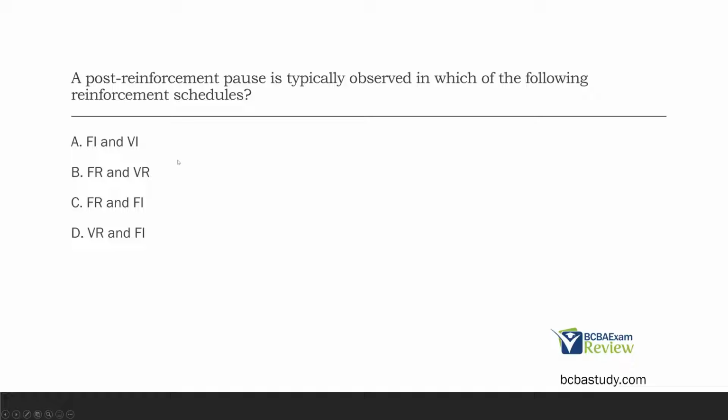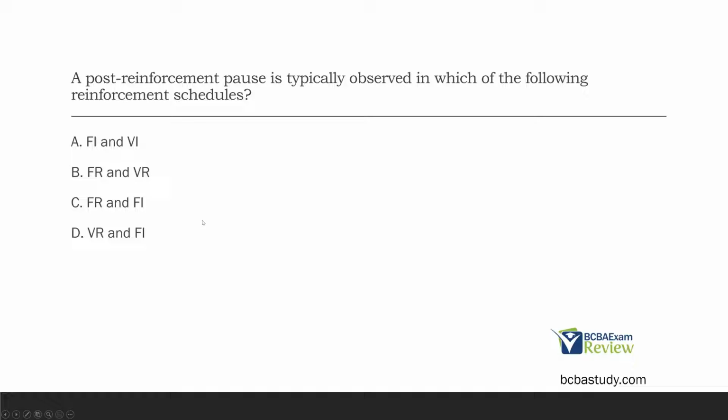So A, a fixed interval and a variable interval. Well, we have a variable schedule, so not what we're looking for. B, fixed ratio and variable ratio. Again, we're not looking for variable schedules. We're looking for fixed schedules. C, fixed ratio and fixed interval. Yes, a fixed ratio certainly would produce a post-reinforcement pause, and fixed interval is the same idea.